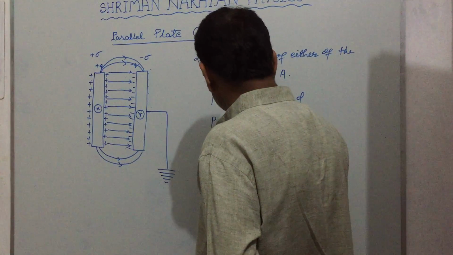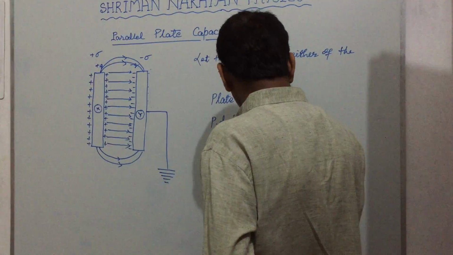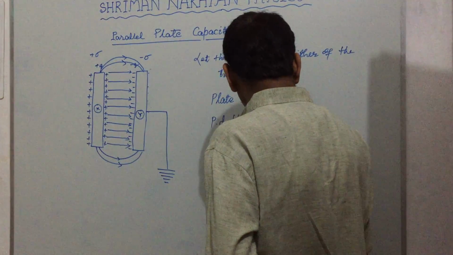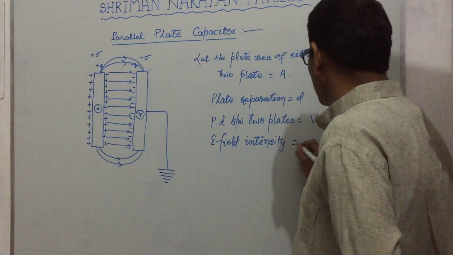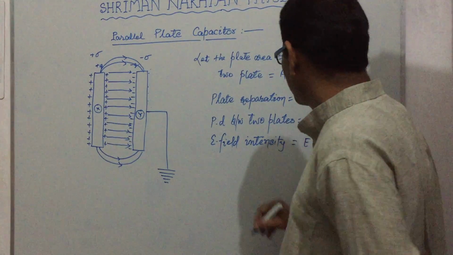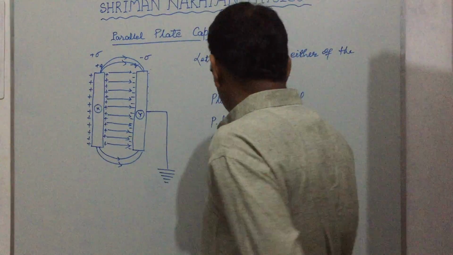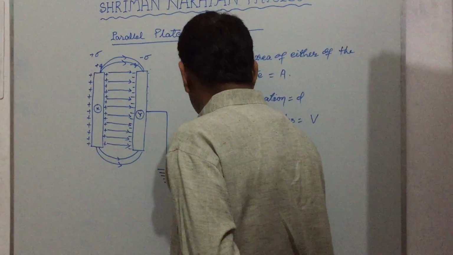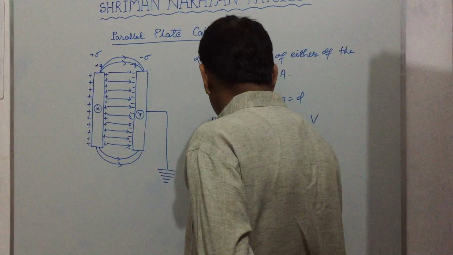Let the electric field intensity at any point lying in between the region of the two plates be equal to capital E. So it is clear that the value of electric field intensity E will be equal to sigma divided by epsilon naught.